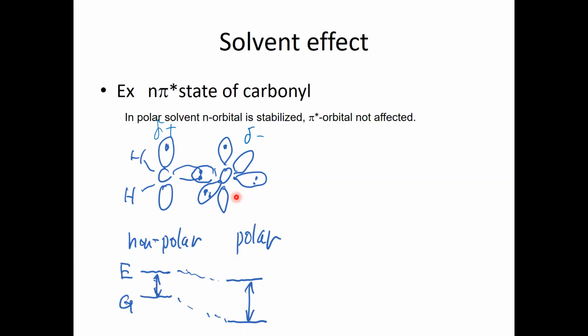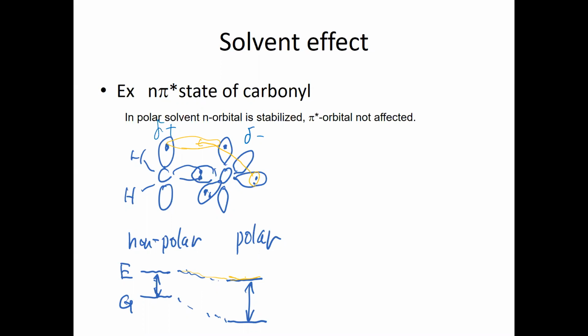So in a polar solvent, the ground state is more stabilized. On the other hand, in an excited state, these electrons are coming to the pi star state. So meaning that the electrons are not biased toward the oxygen side. So meaning that not much stabilized in a polar solvent. That's why the stabilization this side is smaller.